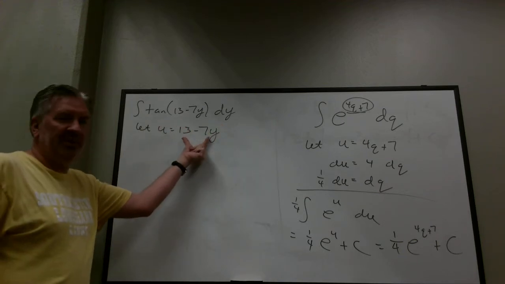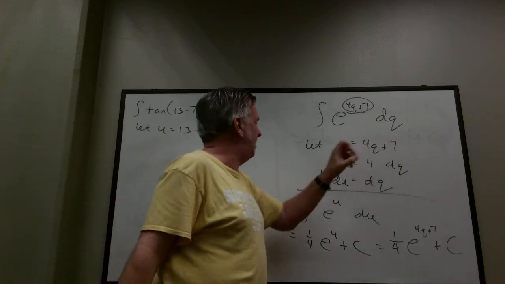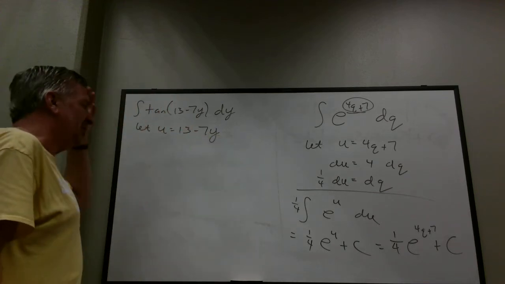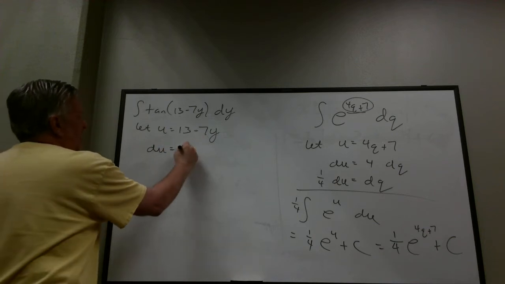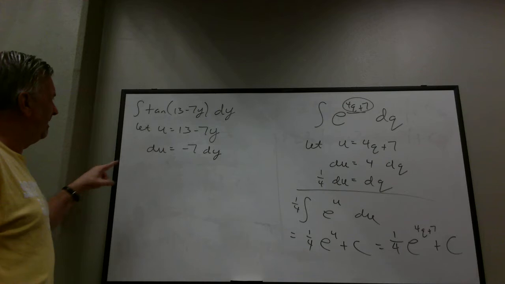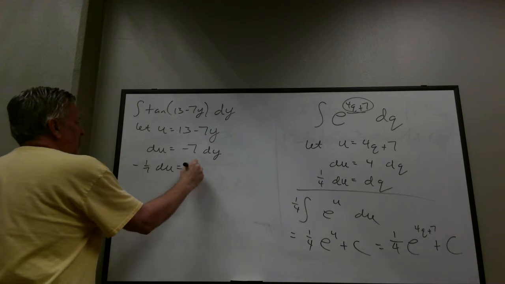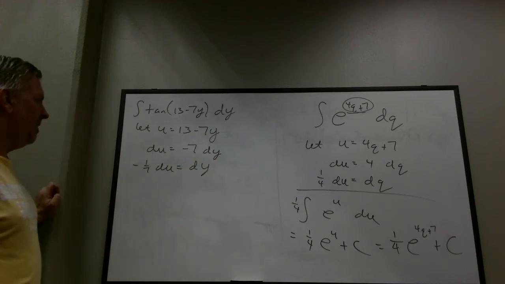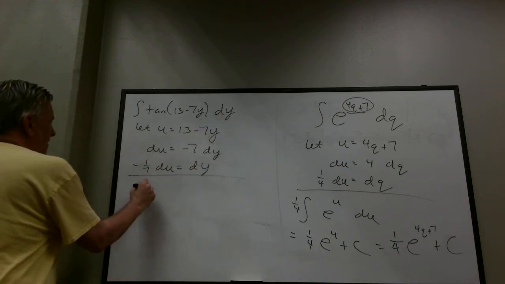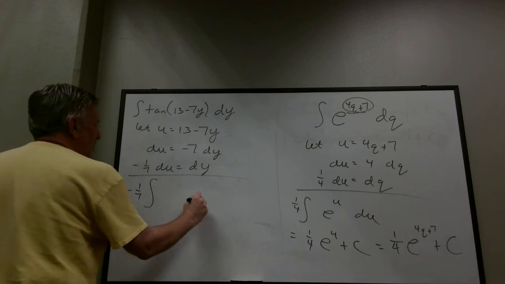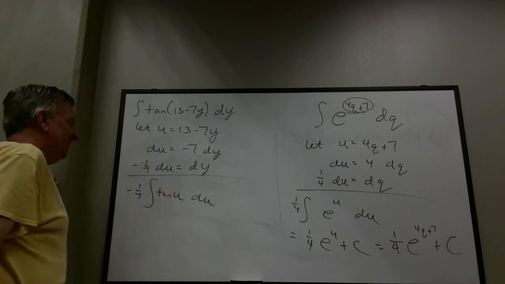Notice this is a linear substitution, right? It's written up, so this is like mx plus b, and this is like b plus mx, but it's still linear in y. Okay, now what's du? The derivative of this is negative 7 dy. I don't have a negative 7 in the problem, so let me multiply both sides by negative 1/7, just to get dy. Now we're ready to substitute, so I'm going to replace dy with negative 1/7 du, and I'm left with tangent of u, aren't I? That's it.